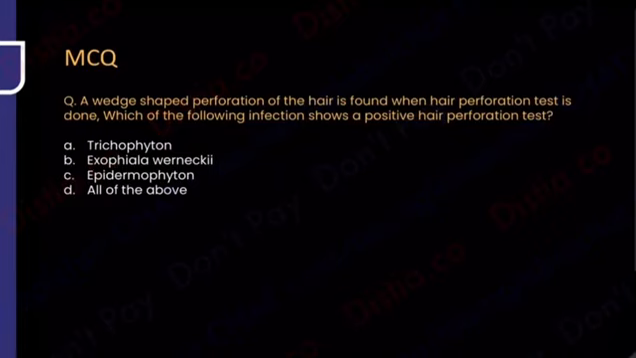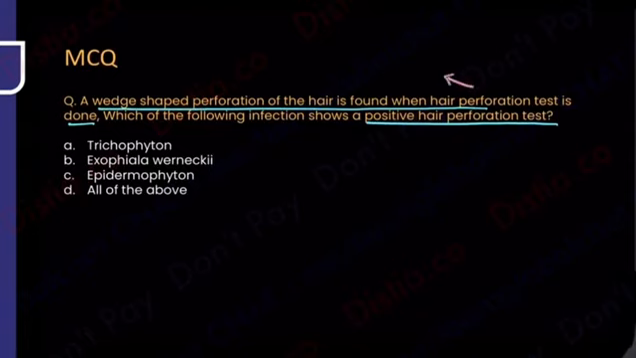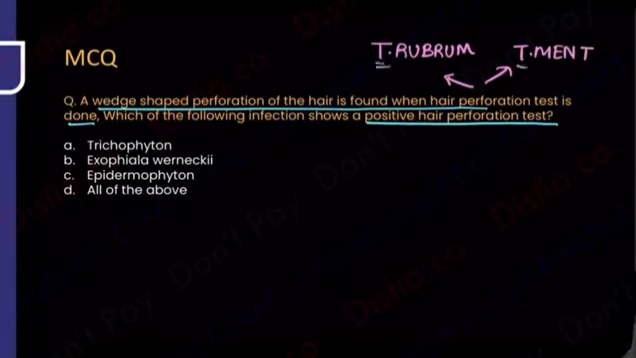Okay, this is something which could have come from probably anywhere. A wedge-shaped perforation of the hair is found when the hair perforation test is done. Which of the following infections shows you a positive hair perforation test? Trichophyton, Exophiala werneckii, Epidermophyton, or all of the above? This is obviously not from dimorphic fungus, but I'm just making sure that as you're moving forward, you're not forgetting what you did earlier. If you remember, hair perforation test was to differentiate Trichophyton rubrum from Trichophyton mentagrophytes. So basically, what you were using it for is going to be Trichophyton species. I don't see any Trichophyton species except the first one.